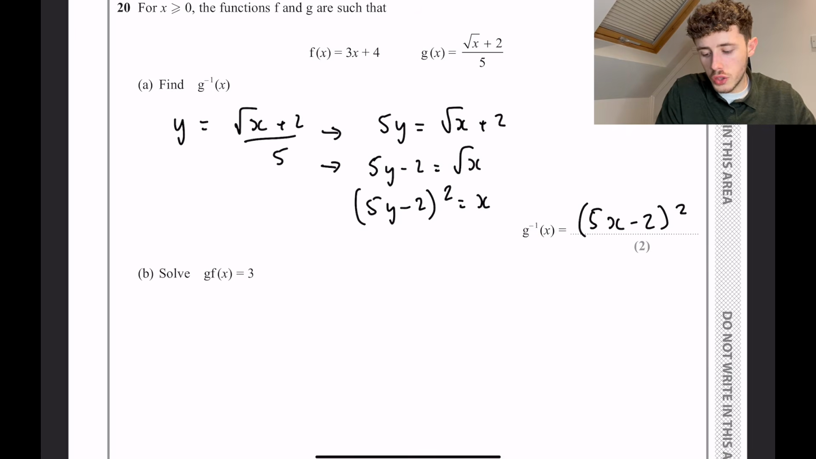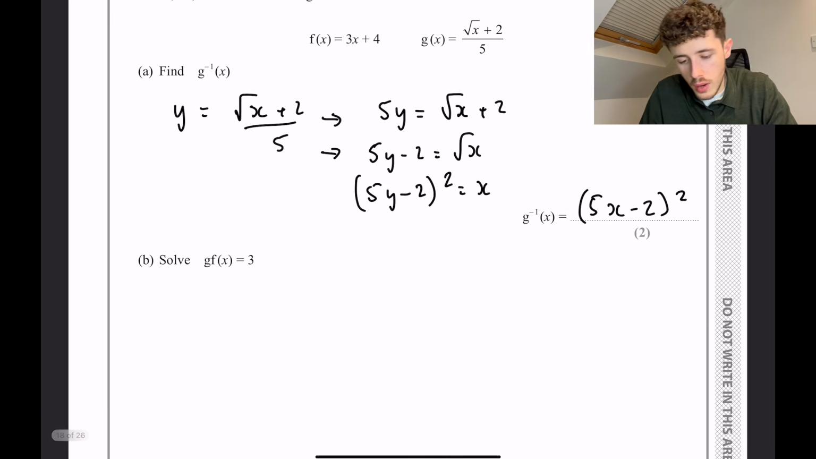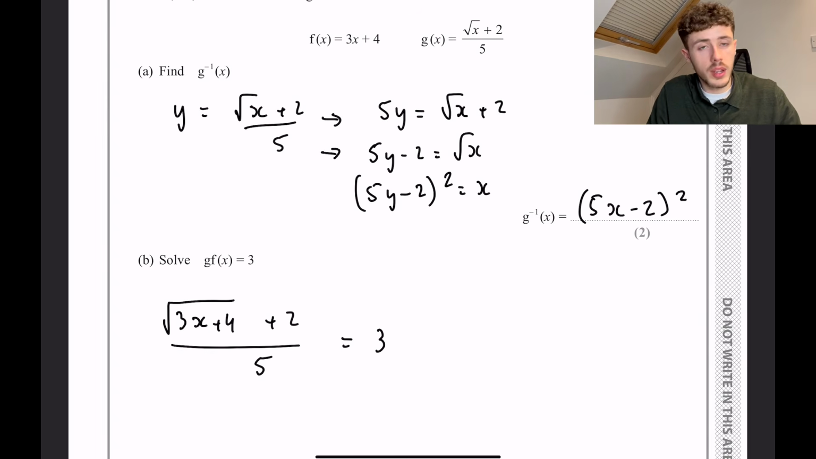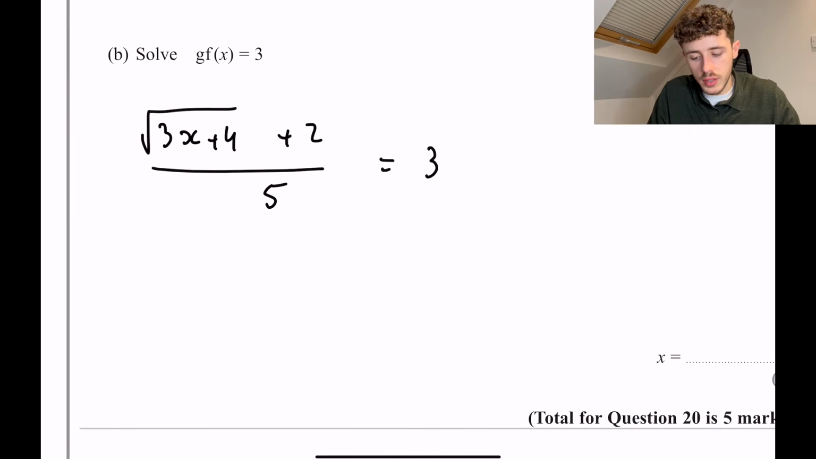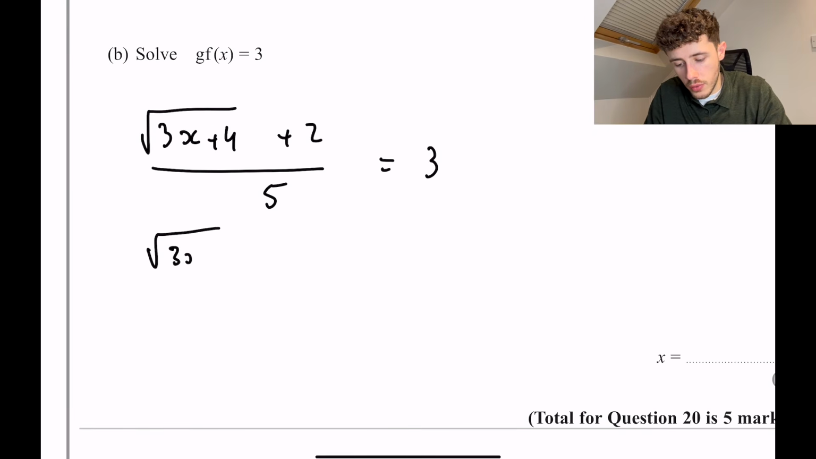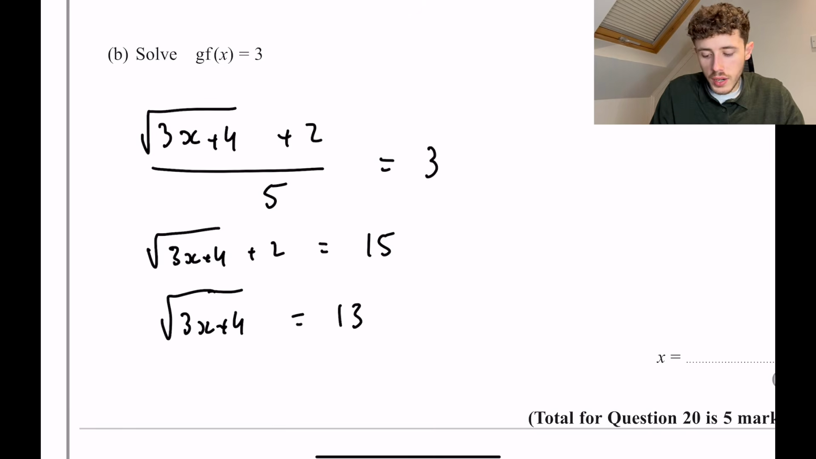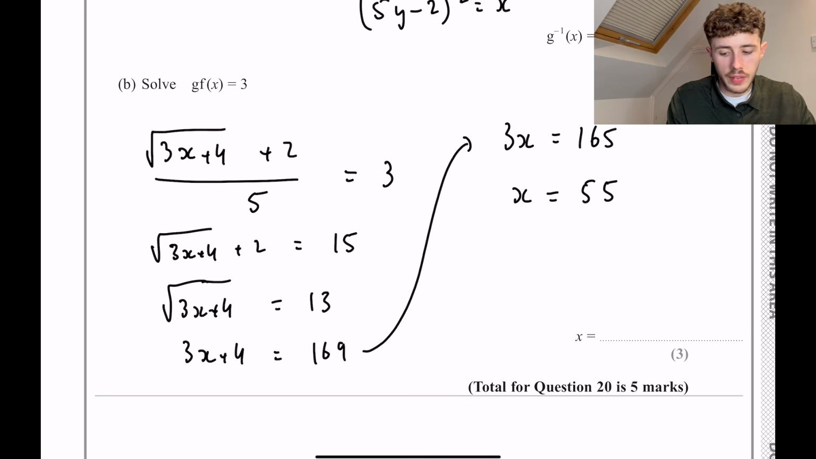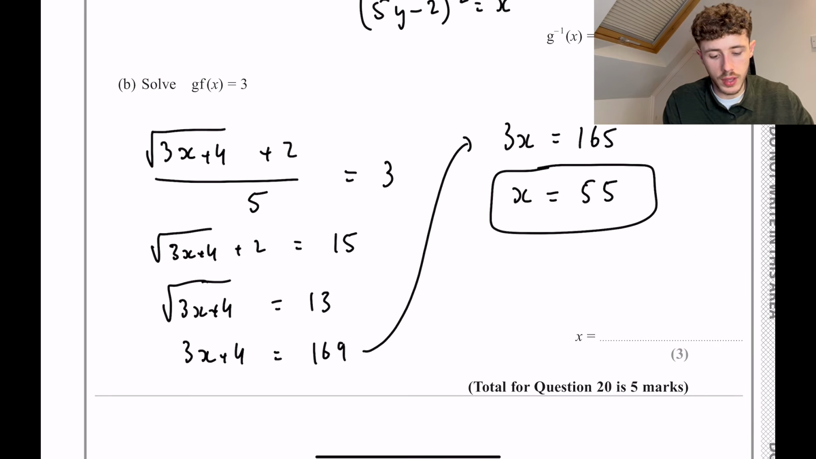Now we have to solve gf of x equals 3. This means that we sub f of x into g of x, set it equal to 3 and work out what x is. So if we sub f into g, we're going to be left with the square root of 3x plus 4, plus 2, divided by 5. And that is equal to 3. So now we just have to rearrange this. Multiply out the 5, so the square root of 3x plus 4 plus 2 is equal to 15. Take away 2, finally square both sides, then take away 4, and finally divide it by 3. And that leaves x to be 55.